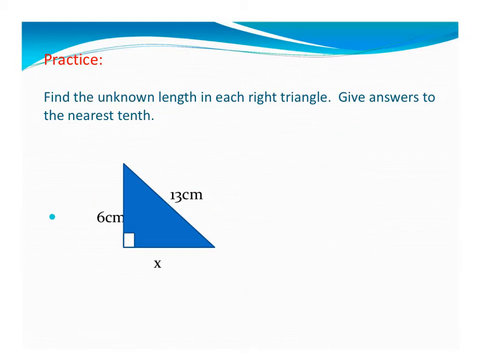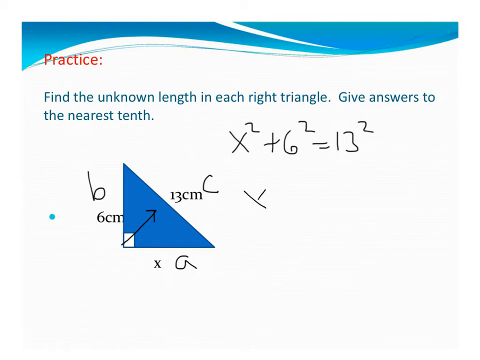Once again, let's find our unknown length in the right triangle. However, this time we have C, but we don't have either A or B. Now again, it doesn't matter which one's which. We can call this one A this time. We'll call this one B. So I'm going to have x squared plus 6 squared equals 13 squared. So we'll have x squared plus 36 equals 169.